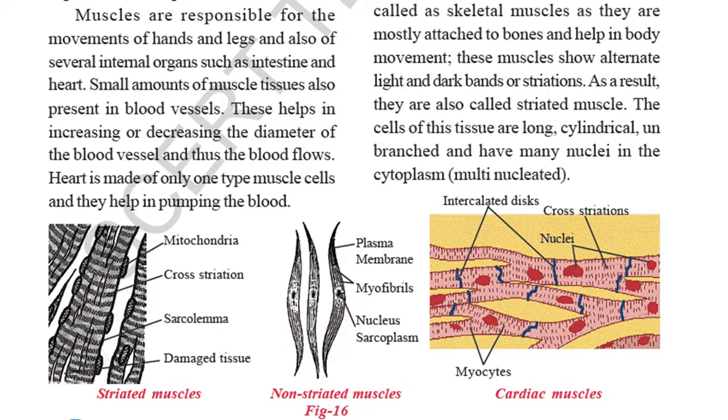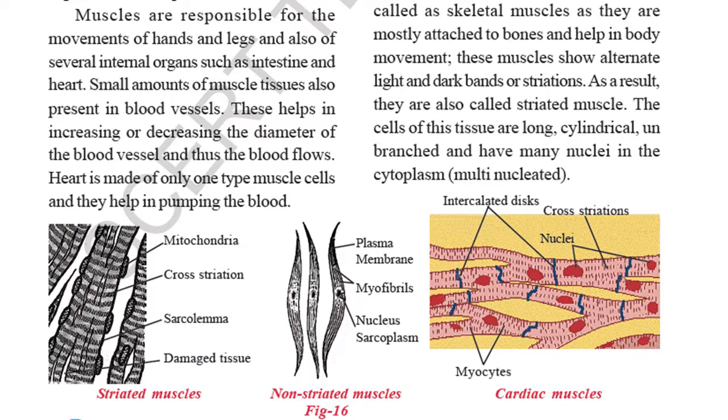Got it? Striated muscles diagram is there, non-striated muscles and cardiac muscles. Cardiac means the muscles which go to the heart. Okay, the bones which we move, the skeletal muscles, have light and dark bands called striations. As a result, they are called striated muscles. First one, which are present in our hands and legs, skeleton systems, striated muscles.